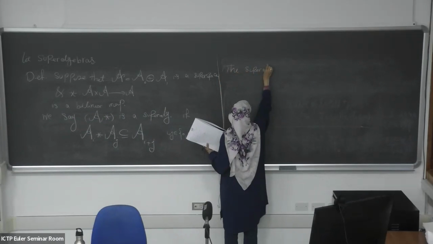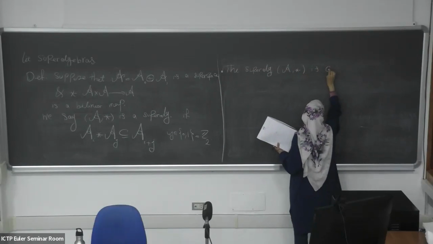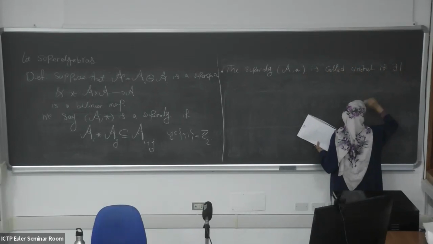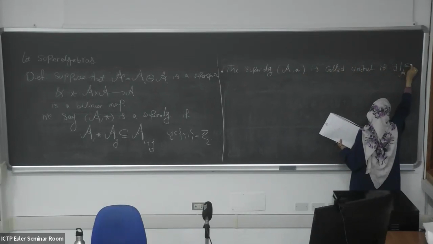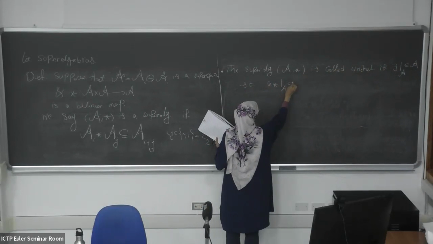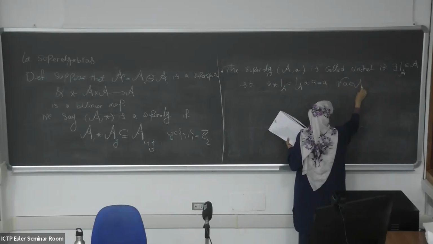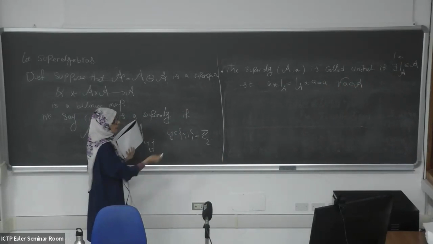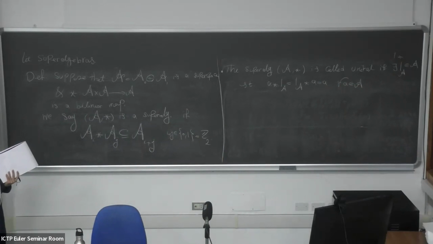The superalgebra is called unital if there is an element that I call 1, or 1_A if I want to emphasize A, belonging to A, such that a star 1 equals 1_A star a equals a for all a belonging to A. And it is trivial that if an algebra is unital, this element is unique, right?